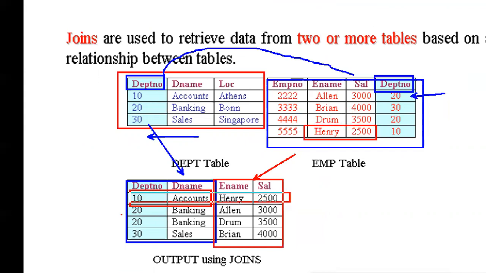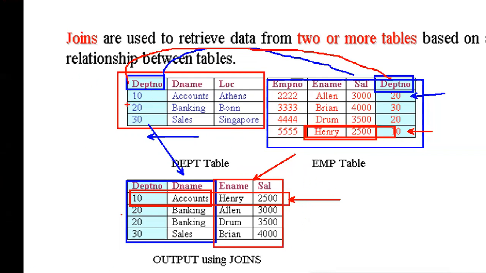Now what happens when the data is being fetched? It is linking this department number to this department number and fetching the matching data, and based on that, this data is being merged and shown. So that is what happens.